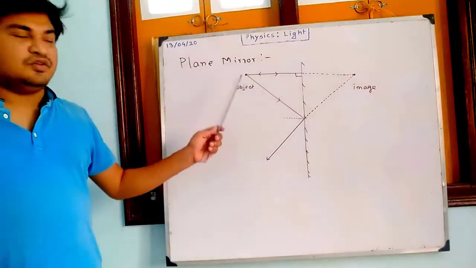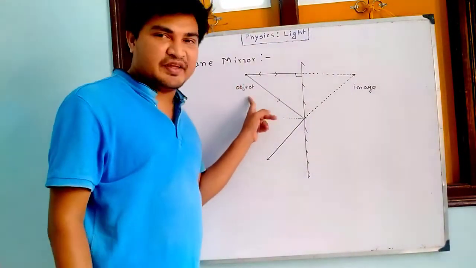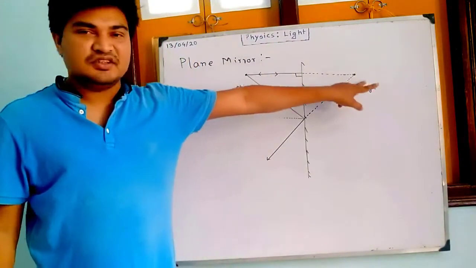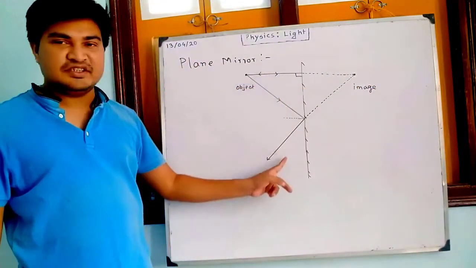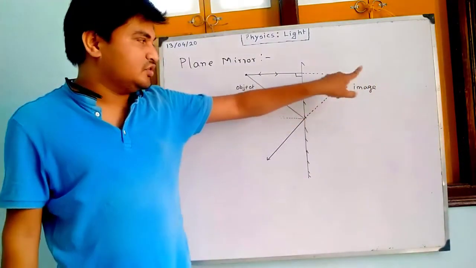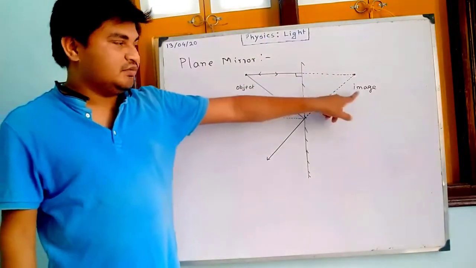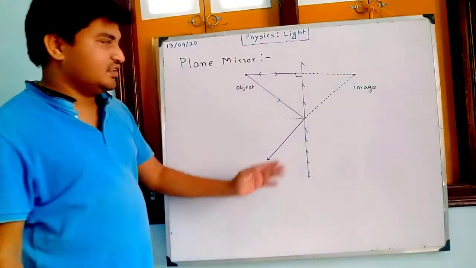For a large object, we can also draw, but let's keep it simple. So for a point object, this is the point image. As those rays are not actually meeting at any point, they appear to meet from this point. So this will be the virtual image of the object. So remember the two points. The image will be virtual, and second, the image will be erect.